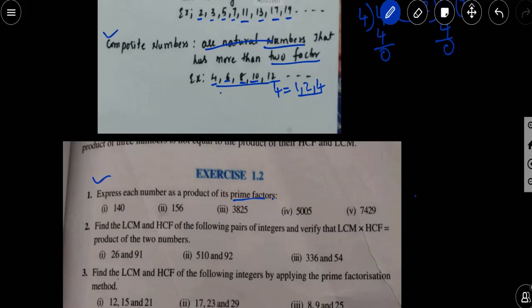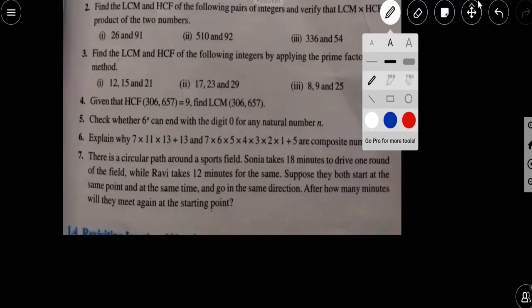The first question is 140. What we have to do is prime factorization. Prime factorization we'll start doing. 140, that is 14, is divisible by 7 and also by 2. You can start from 7 or from 2, so I'll take the smaller number, that is 2.